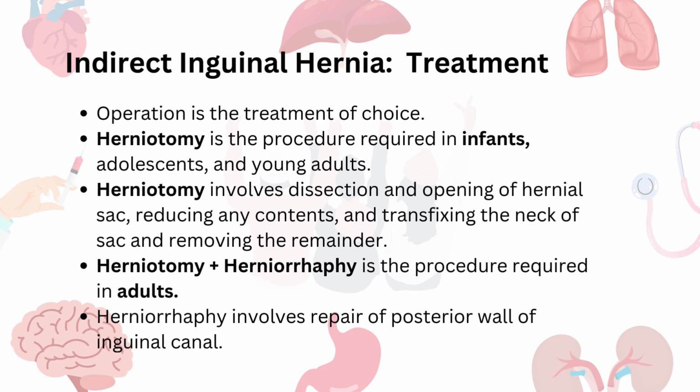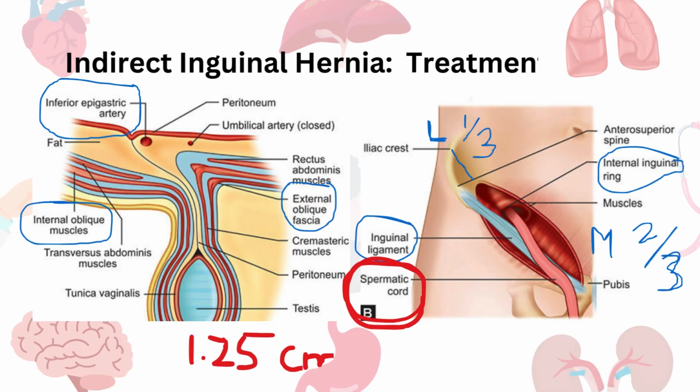But then the other procedure, which is herniotomy plus herniorrhaphy, is the procedure which is required in adults who have a weak anterior abdominal wall. And herniorrhaphy involves the repair of the posterior wall of the inguinal canal, and mostly we are using mesh for the herniorrhaphy procedures. Herniotomy is when we are giving the incision, we are transfixing the contents inside, we are reducing the contents, and when we are transfixing the walls, right?